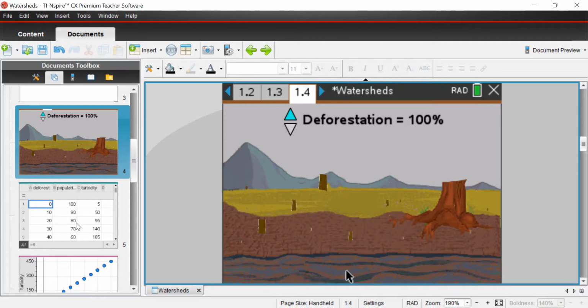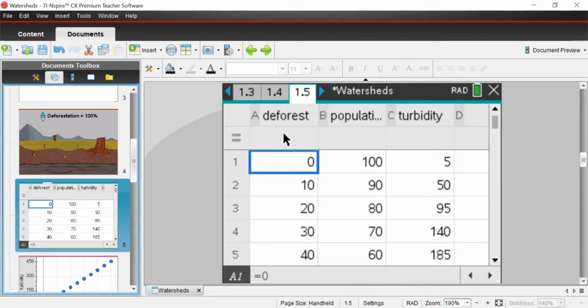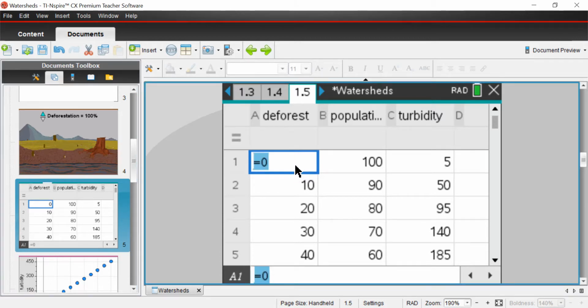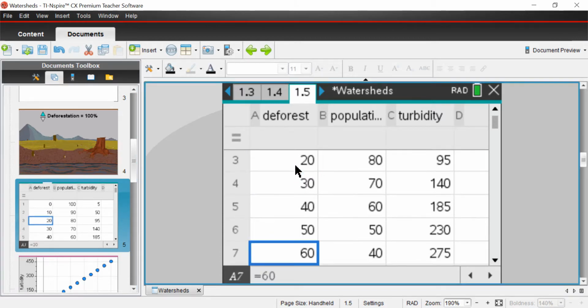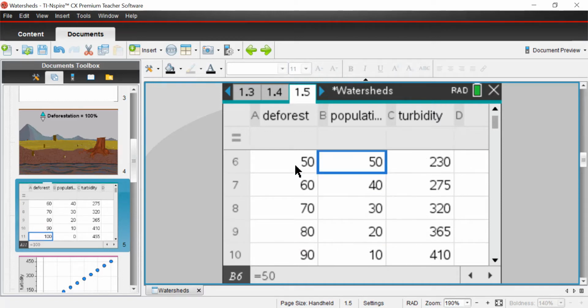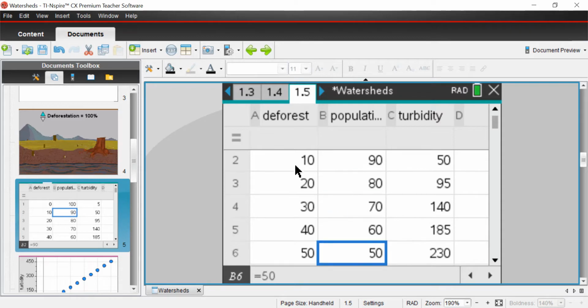Okay, so let's go to this next page, and what we see is deforestation, sort of a percentage that we were clicking through before, and so 10% and so on. And the population numbers, notice what happens. So those are going down. As the deforestation percentage increases, the population decreases.